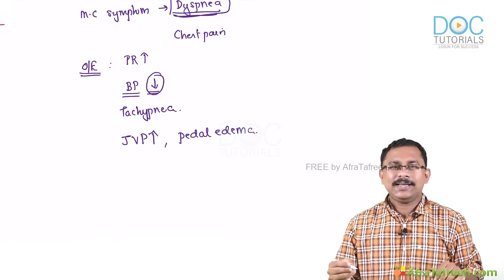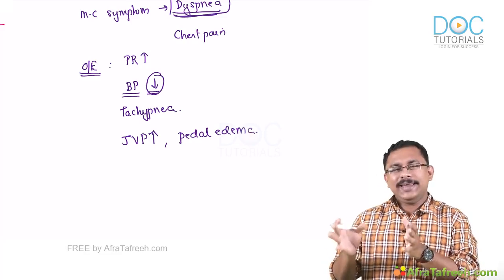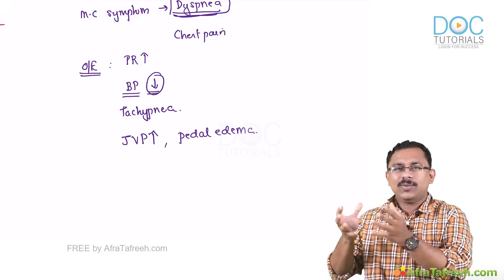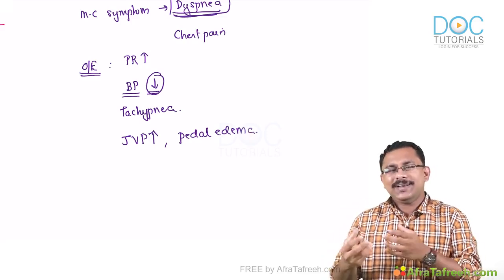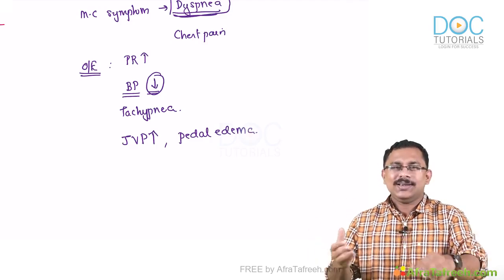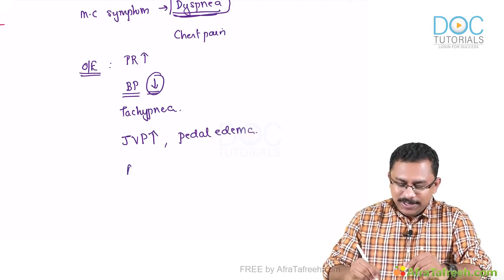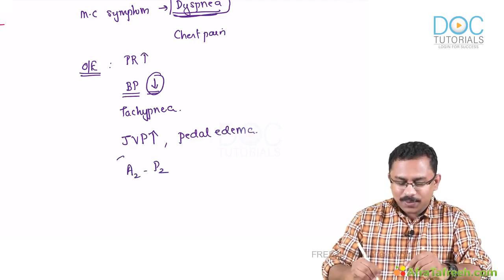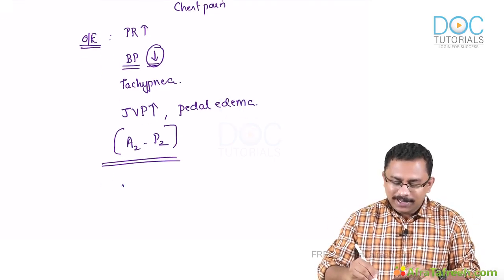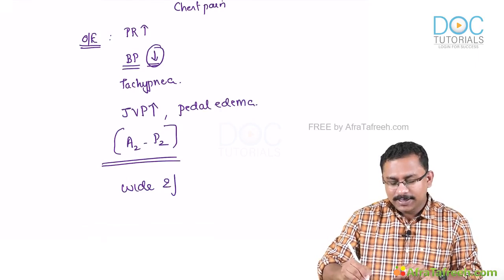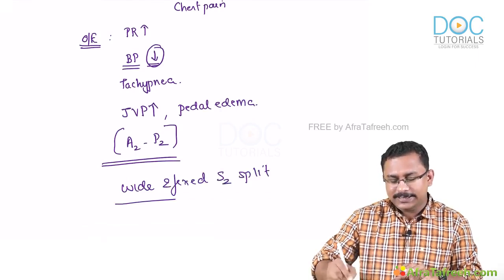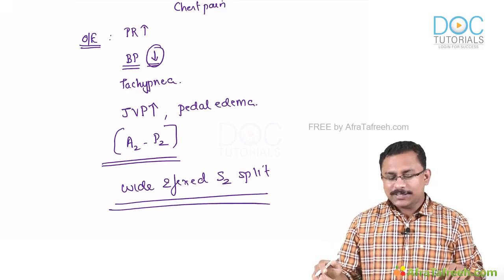And on auscultation, one finding that you might get is, I already told you, the right ventricle is overloaded with blood. So what do you think about the time that the pulmonary valve would take to close? It would be increased, right? So the A2-P2 gap, or the split gap, would be widened. So you will get a wide and probably a fixed S2 split. Wide and fixed S2 split may be seen on auscultation.